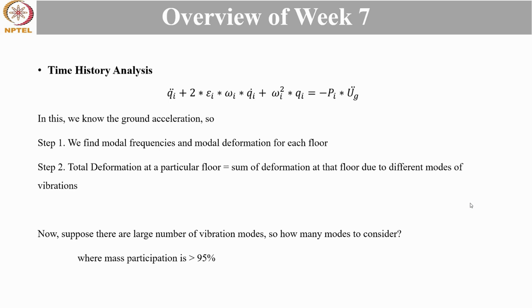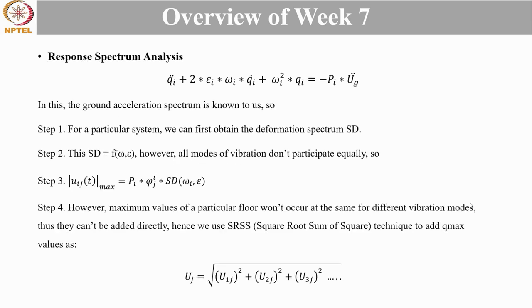So, how many modes do we need to consider? We need to consider only those modes where mass participation is greater than 95%. So, suppose there are 10 floors, so we will have 10 modes of vibration. Suppose the sum of participation factor of first four modes is becoming greater than 95%. So, we need to consider only those four modes and we can leave out the rest six modes. So, this is how we consider vibration modes when there are large degrees of freedom.